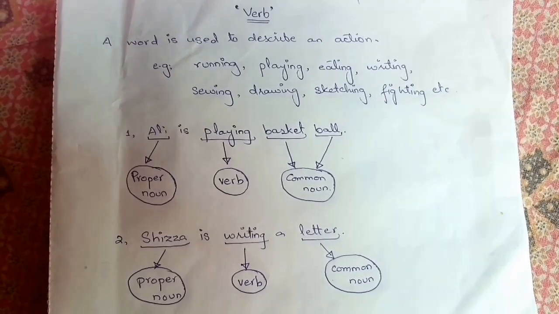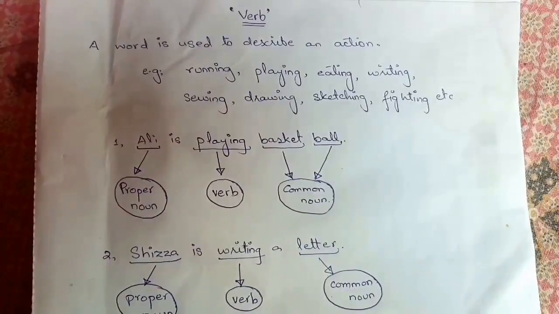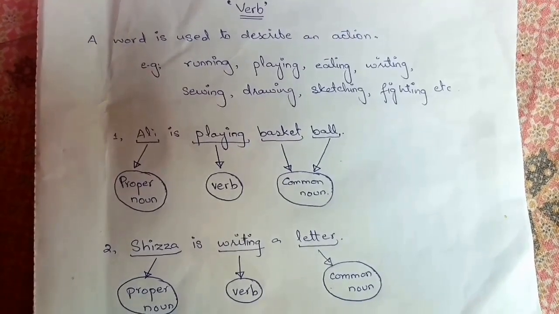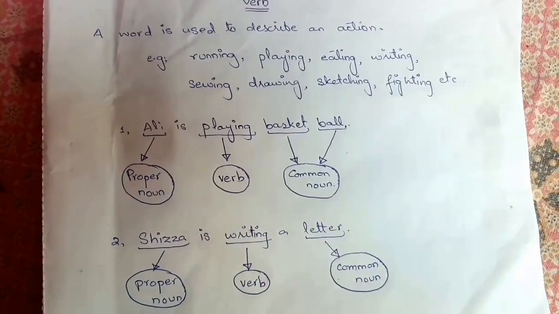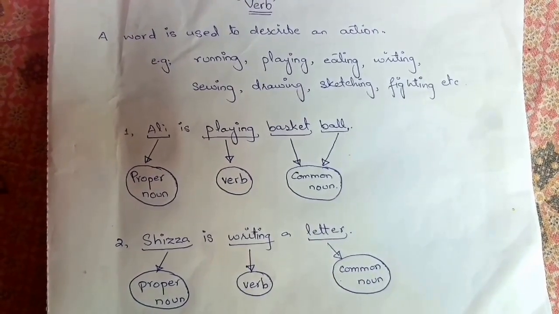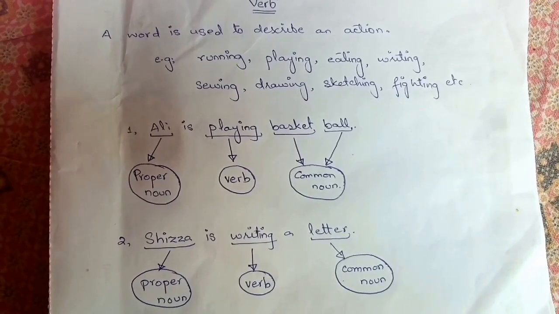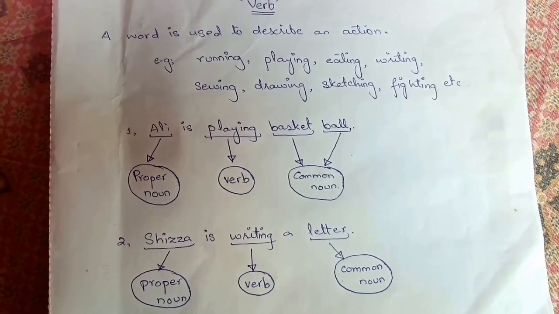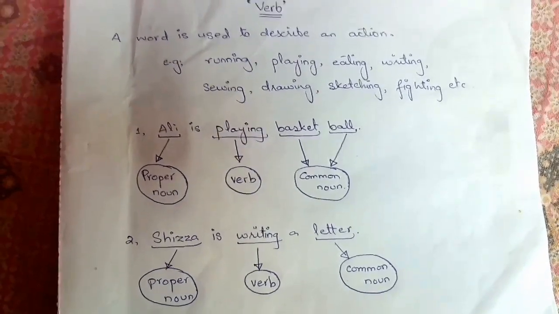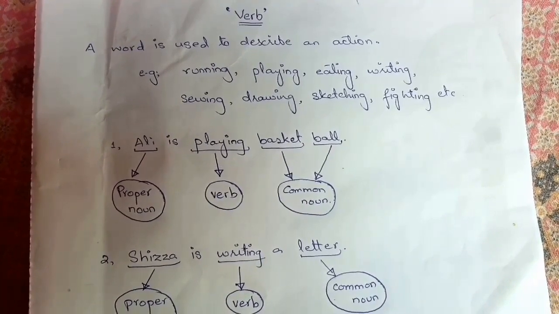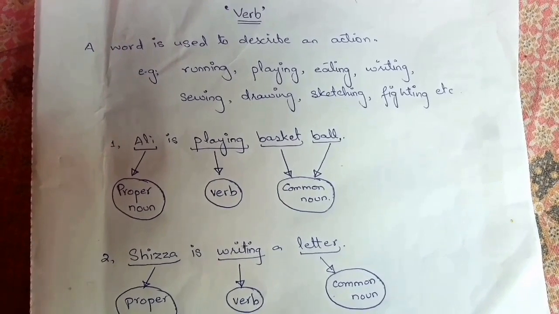Today we will learn about verbs along with examples and their types. So, what is a verb? A verb is a part of speech that is used to describe an action. For example, running, playing, eating, writing, drawing, sketching, saving, fighting, etc. The work done, or an action which is done by a particular person, is called a verb.